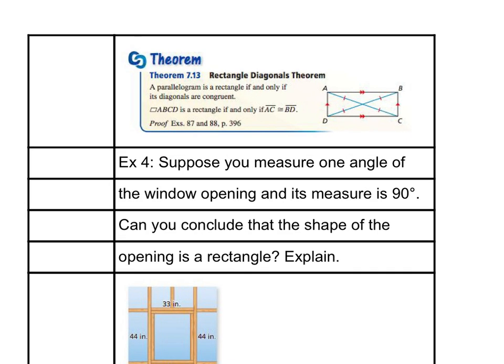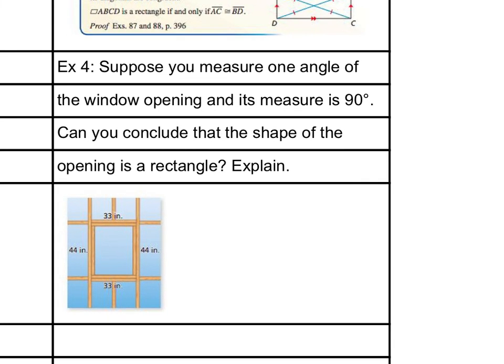Okay, so theorem 713 is the rectangle diagonals theorem, and this states that a parallelogram is a rectangle if and only if its diagonals are congruent. So looking at example 4, it says, suppose you measure one angle of the window opening and it measures 90 degrees. Can you conclude that the shape of the opening is a rectangle? Explain. So the first thing I notice is that opposite sides are congruent.